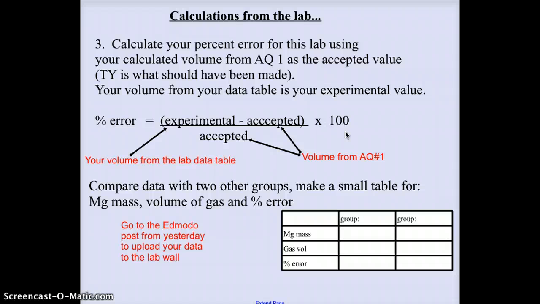Now, you do need to compare data with 2 other groups. I want you to make a small table like the one that you see here that goes in your lab report. And again, since we are not taking class time to do this, that's where the wall is going to come in. So yesterday on Edmodo, I uploaded a link to the wall, and so you need to follow that link from the Edmodo post yesterday and post your data up there. Only one partner from each lab group needs to do that.